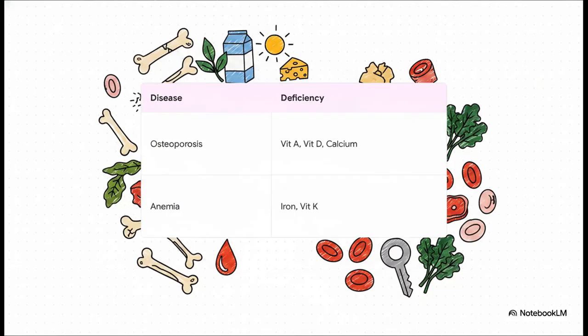To keep things perfectly organized in your mind, map the disease directly to the missing nutrients. Osteoporosis is that dangerous loss of bone mass that leads to fractures. It stems from a deficiency in vitamin A, vitamin D, or the macro mineral calcium. Anemia, on the other hand, is a problem caused by low hemoglobin levels in the blood, and this is triggered by a deficiency in iron or vitamin K.